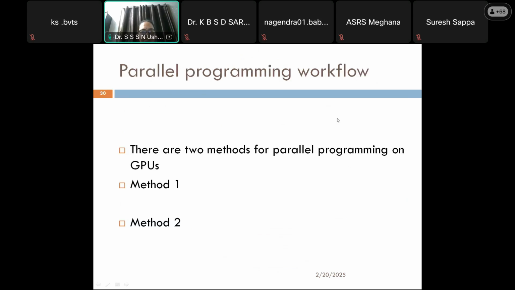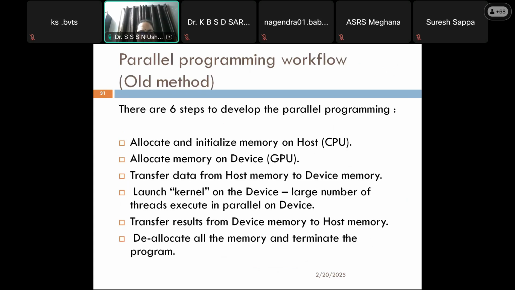So this is the structure. There are two methods of doing parallel programming on a GPU. Let us see method 1 and method 2. The general method is very simple, and there will be figures also to understand this structure. There are 6 steps actually. Just imagine that there are two people: one can collect the data and communicate it to the respective higher-level person, who is going to perform the task.